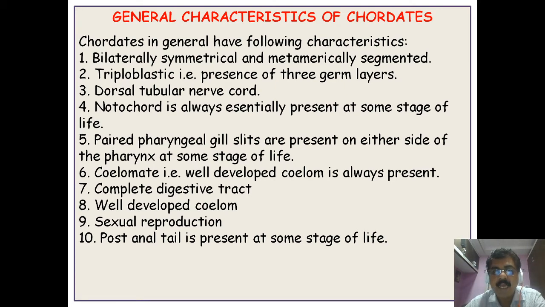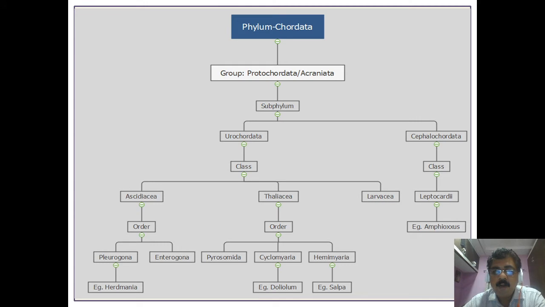Then on the next page, that is on the blank page, you have to draw this tree diagram. In this, you have to discuss the Protochordata or Acraniata. The group Protochordata or Acraniata is divided into two subphyla. One subphylum is Urochordata and another one is Cephalochordata.